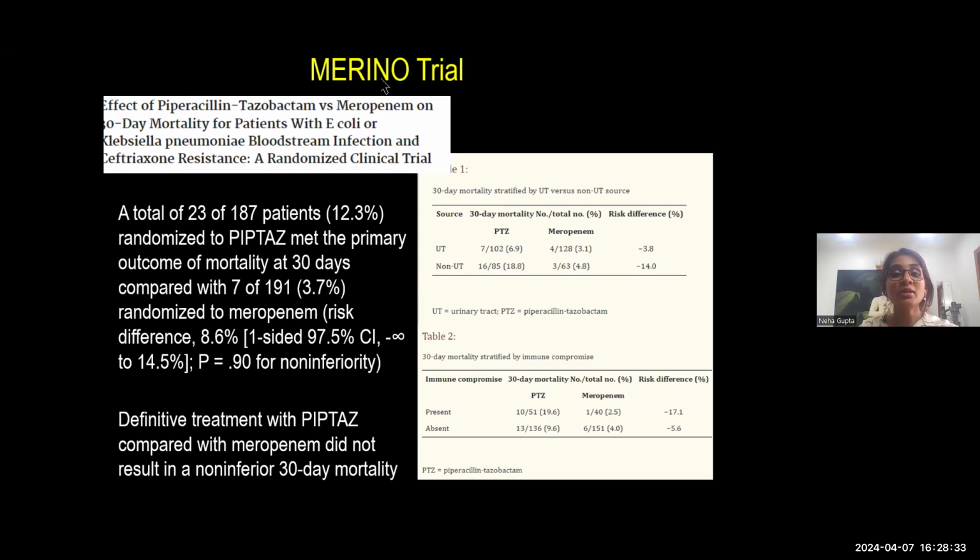Coming to an important trial, the MERINO trial, which was assessing the efficacy of piperacillin tazobactam versus meropenem on the 30-day mortality for patients with E. coli and Klebsiella pneumoniae bloodstream infection with ceftriaxone resistance. It was a randomized controlled trial which included close to 187 patients, and in the pip-tazo group, 23 patients had a mortality at 30 days. So the mortality was 12.3% in the piperacillin tazobactam group as compared to 3.7% in the meropenem group.